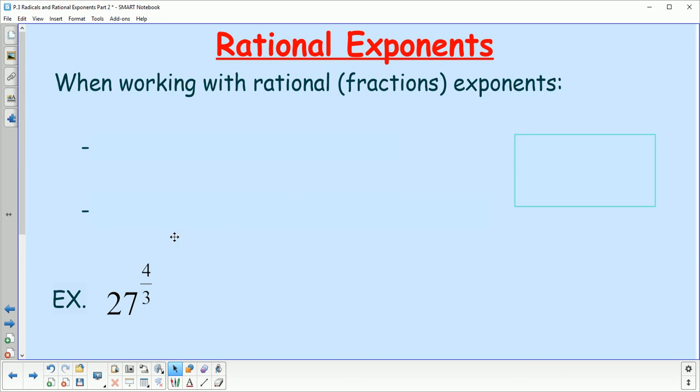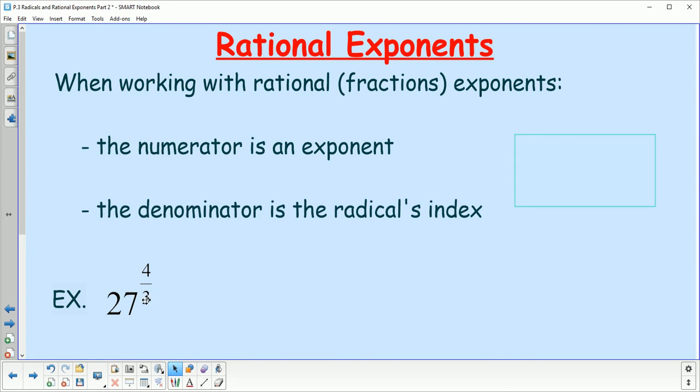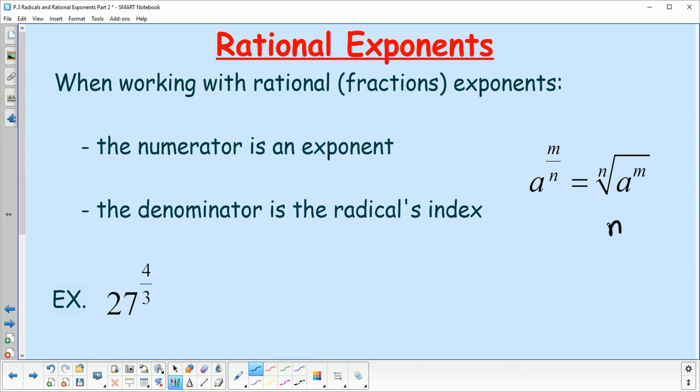Okay, so when we are working with rational exponents, so we're moving on now to rational exponents, what that means, and this is an exponent that's a fraction, kind of like you see in the example here, the numerator is going to be your exponent, meaning you raise it to that power, but the denominator here is going to be the radical's index. So it would look something like this: a to the m over n equals the nth root of a to the m power. And you can switch the way we write this too. We could say the nth root of a all raised to the m power as well.